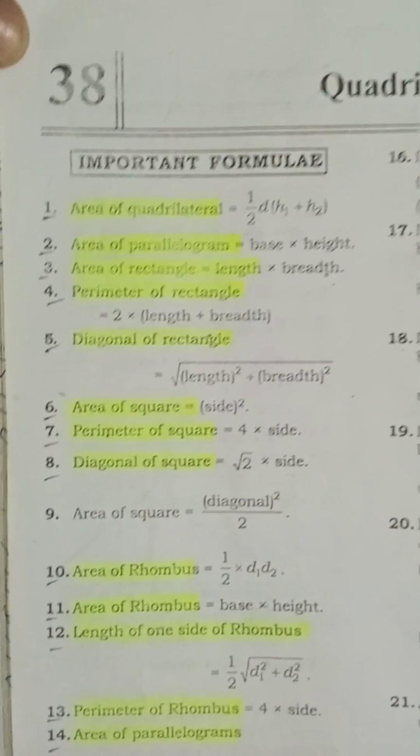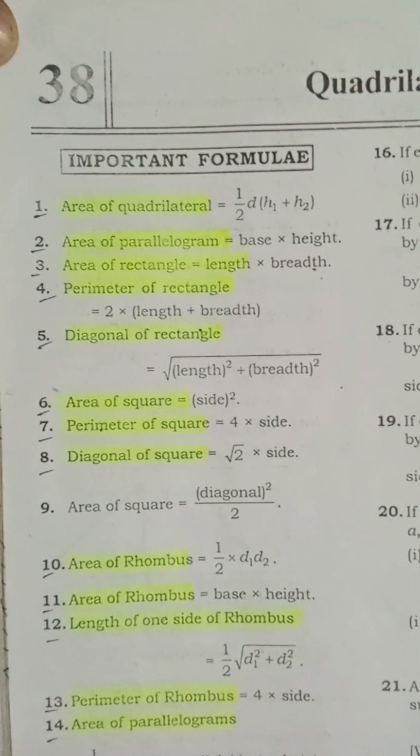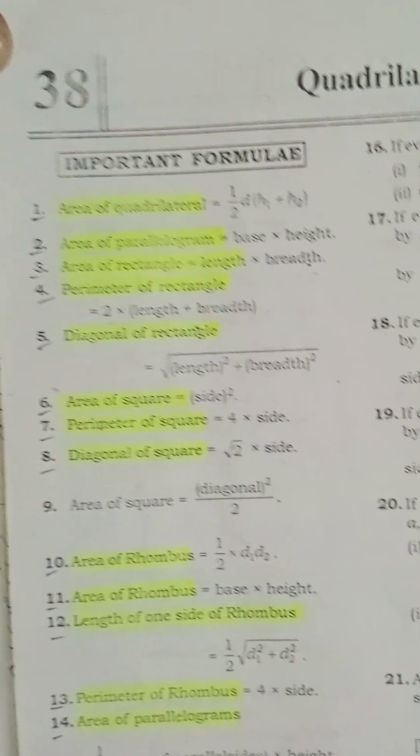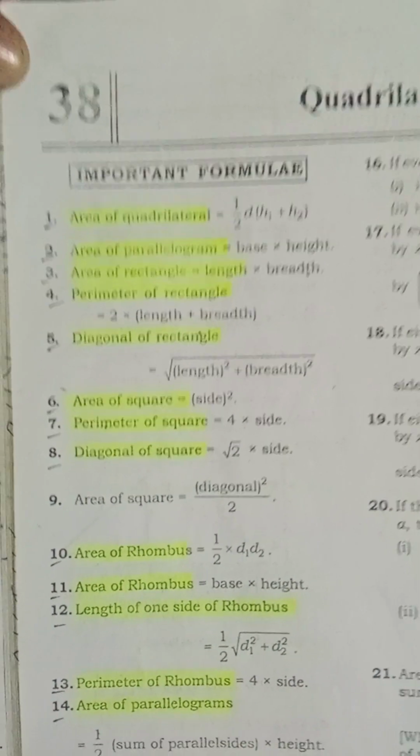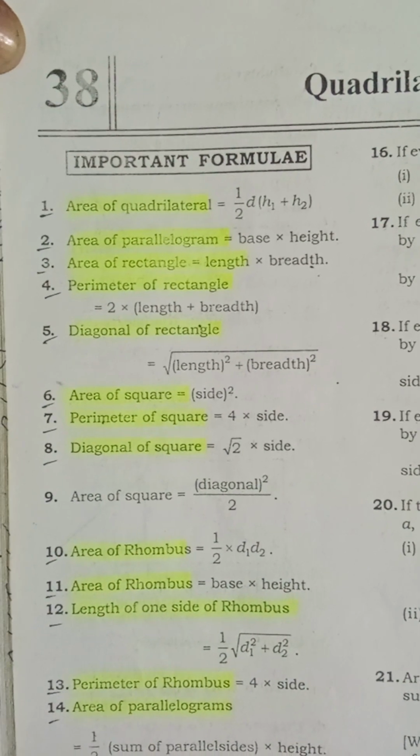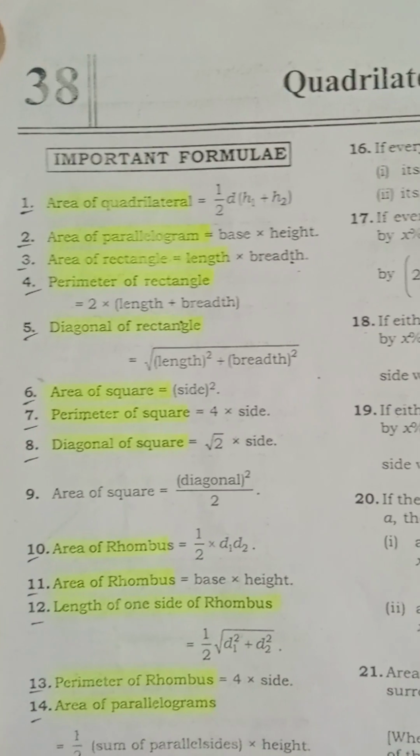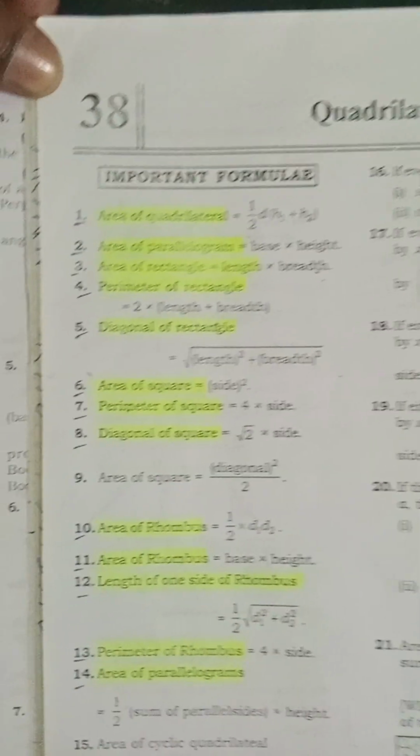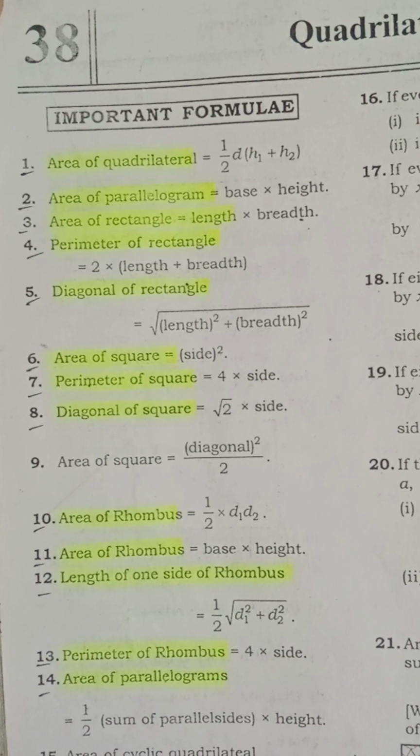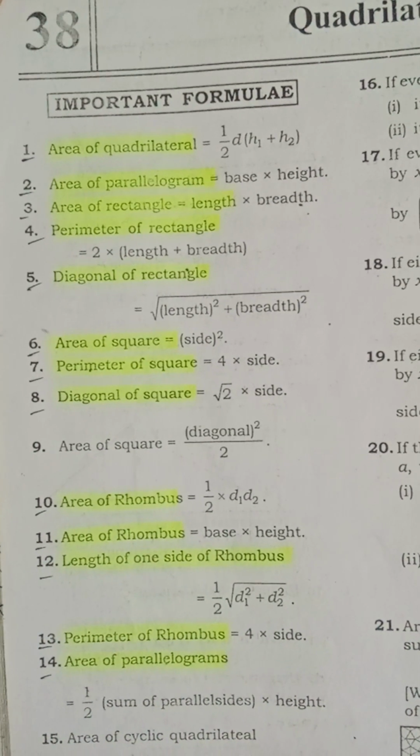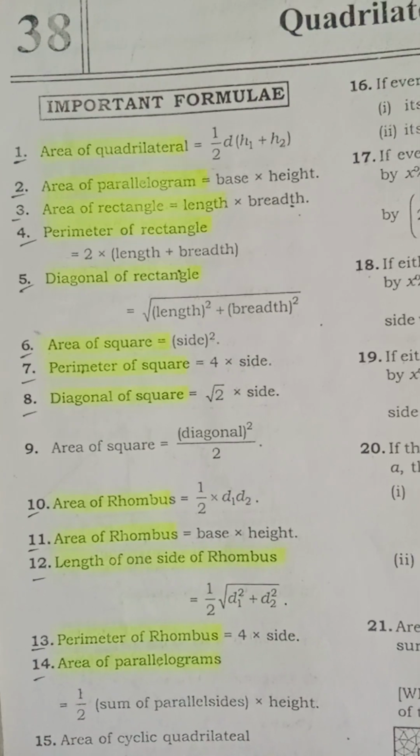Next formula, quadrilateral. Area of quadrilateral is equal to 1 by 2 d (h1 plus h2). Area of parallelogram is equal to base into height. Next, area of rectangle is equal to length into breadth. Perimeter of rectangle is equal to 2 into (length plus breadth).